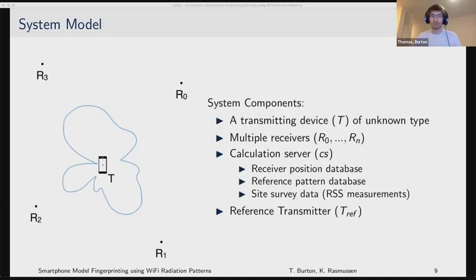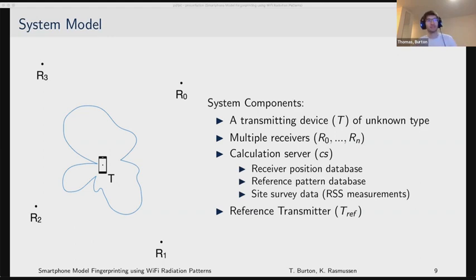So building on this, we want to create a fingerprinting method that we can use. Our system model has several components. First of all, we have an unknown transmitting device, a transmitting device of an unknown type, T. We have an environment where there are multiple receivers set up that can measure received signal strength. We then have a calculation server, which is separate. It's connected by wires to the different receivers, and this has several important bits of data on it.